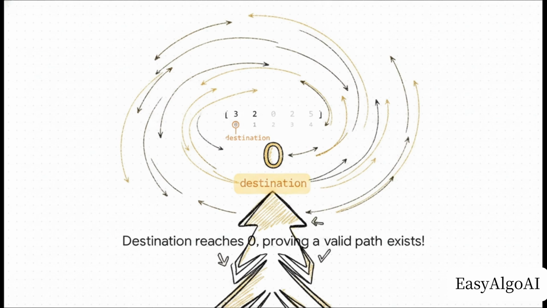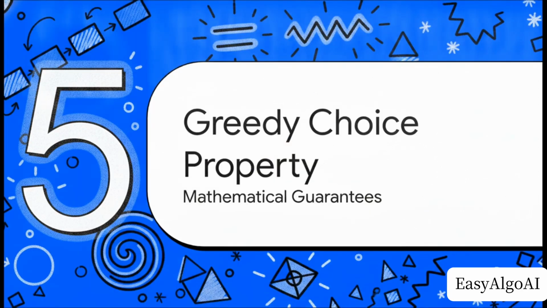After iterating backwards through every single number, we just check one final condition. Does our destination variable equal 0? Since our marker successfully made it back to index 0, the code just returns true. We definitively proved a valid path exists, and we did it without ever mapping out the exact path itself. How cool is that? Let's dig into why this works so flawlessly.